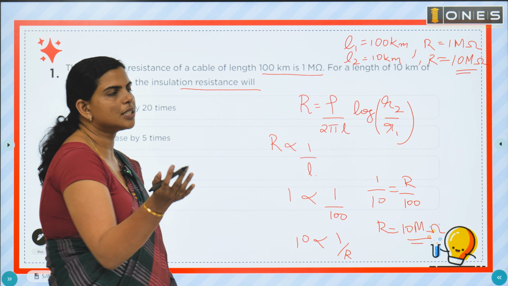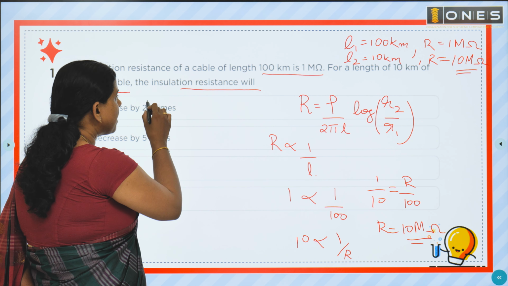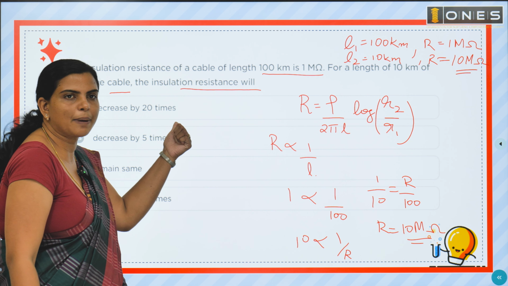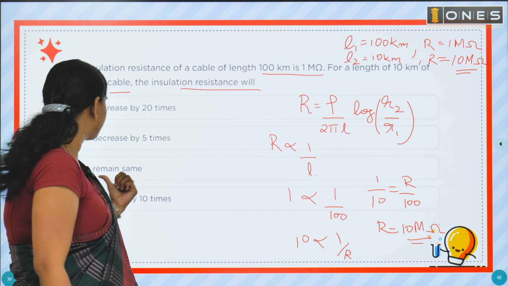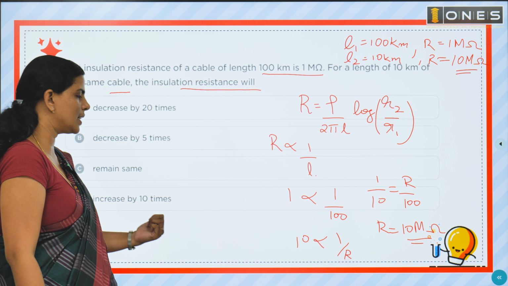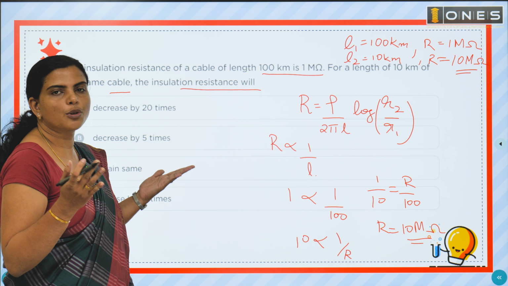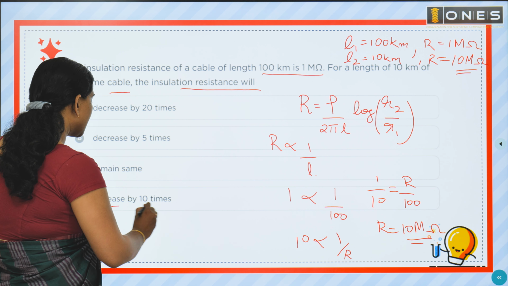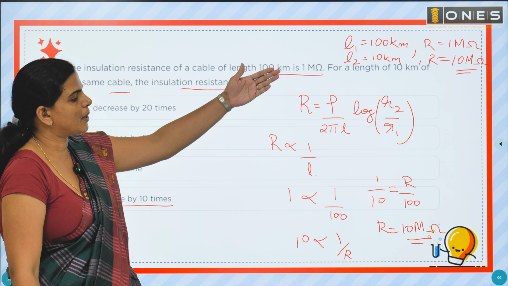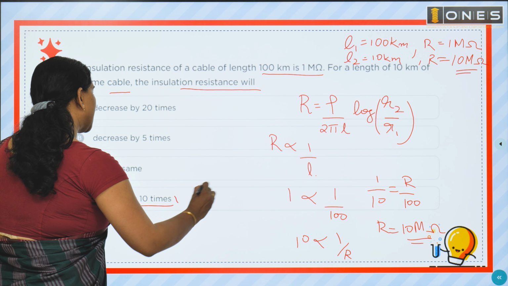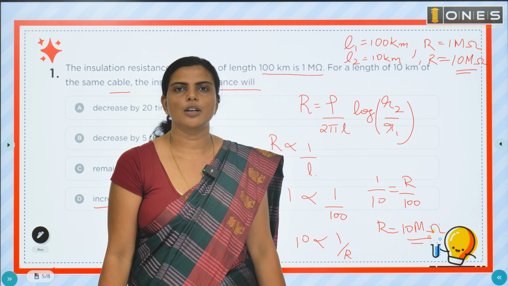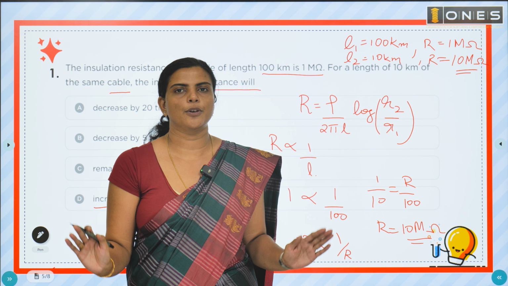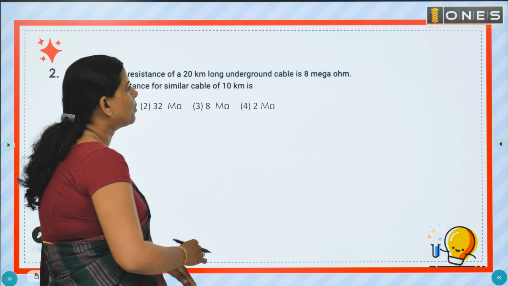Okay, so the question is, for a length of 10 kilometer of the same cable, material is same, the insulation resistance will, in the options, decrease by 20 times, decrease by 5 times, remain the same, or increase by 10 times. We know that length കുറയാണ് ചെയ്തേ, so resistance is definitely going to increase. So increases by, നമുക്ക് നോക്കിയാൽ അറിയാം, ആദ്യം 1 mega ohm ആയത് 10 mega ohm ആയി, increases by 10 times is the right option. Okay, so concept ഇത്രയേ ഉള്ളൂ. Insulation resistance is inversely proportional to the length. Okay, remember that. We'll see one more problem.